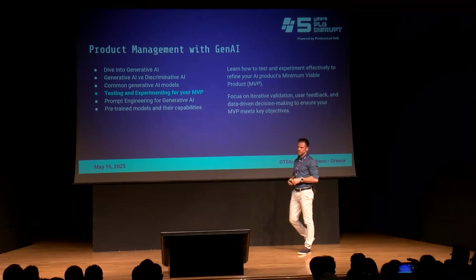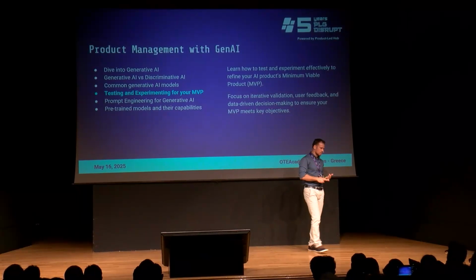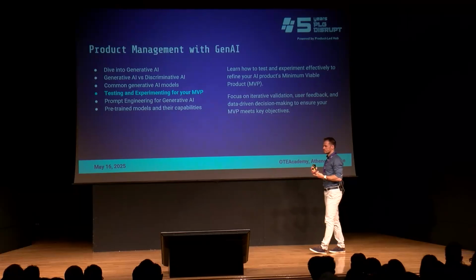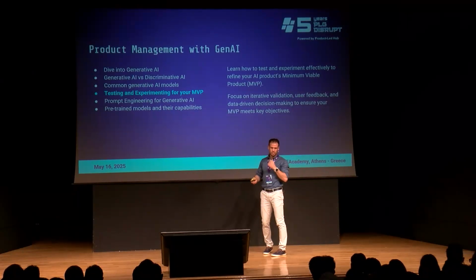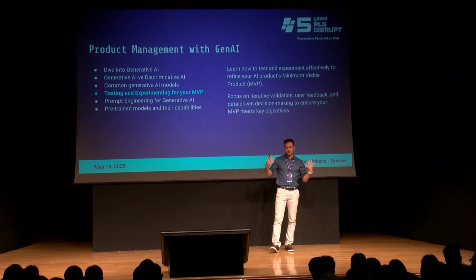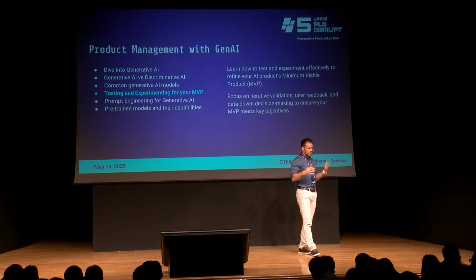How we test and how we experiment for our MVP. What's our MVP? How long will it take to build an MVP, internal iterations, alpha, beta releases, and learn, and all these feedback loops, how we avoid everything that the speakers before me mentioned: hallucinations, biases, everything like that.